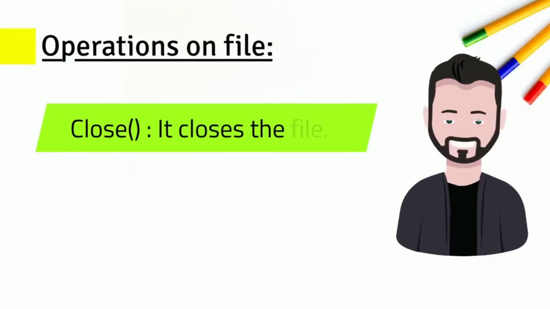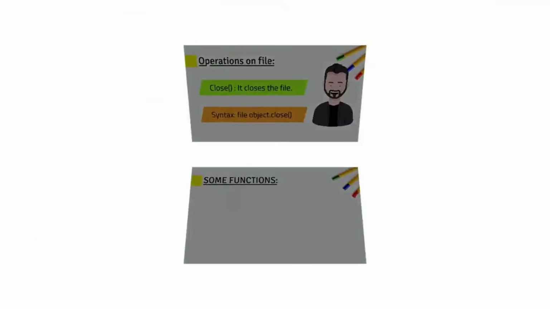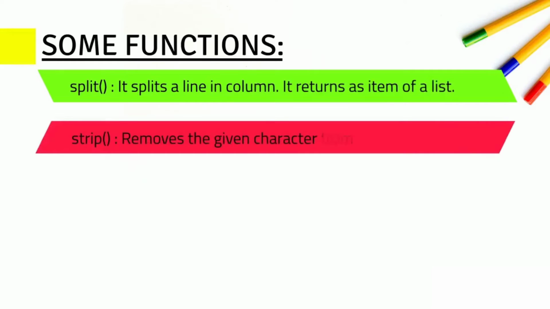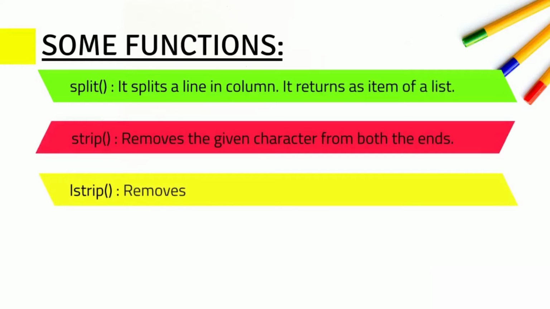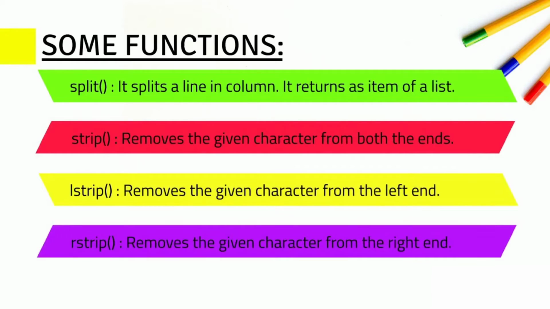Close function: it closes the file. Syntax: file object dot close. Split function: it splits a line into columns and returns them as items of a list. Strip function: removes the given character from both the ends. Lstrip: removes the given character from the left end. Rstrip: removes the given character from the right end.